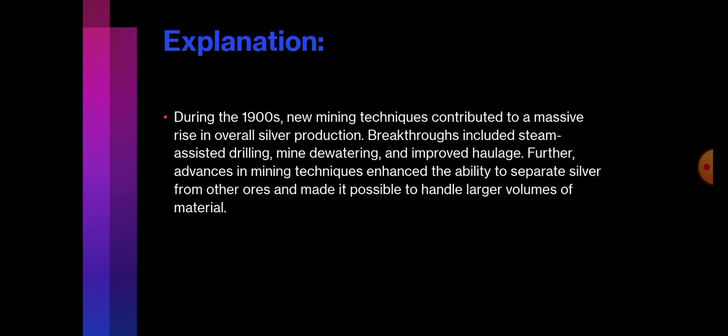Explanation. During the 1900s, new mining techniques contributed to a massive rise in overall silver production. Breakthroughs included steam-assisted drilling, mine dewatering, and improved haulage. Further advances in mining techniques enhanced the ability to separate silver from other ores and made it possible to handle larger volumes of material.